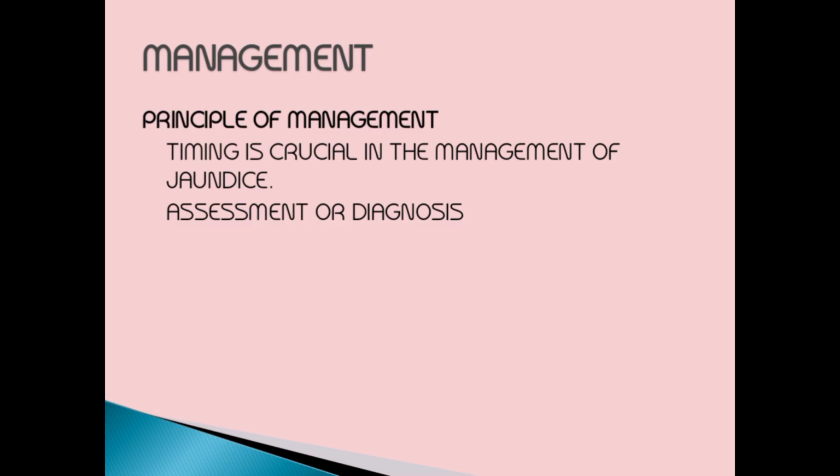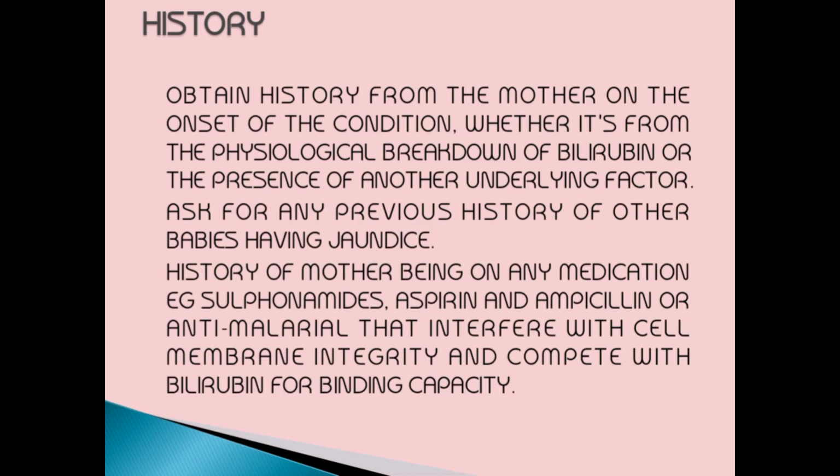So the management of jaundice goes with the principles of management, which have been underlined. Timing is very crucial in the management of jaundice, as well as assessment and diagnosis. You need to make sure that you follow all these factors. Obtain the history from the mother on the onset of the condition, whether it is from the physiological breakdown of bilirubin or the presence of another underlying factor.